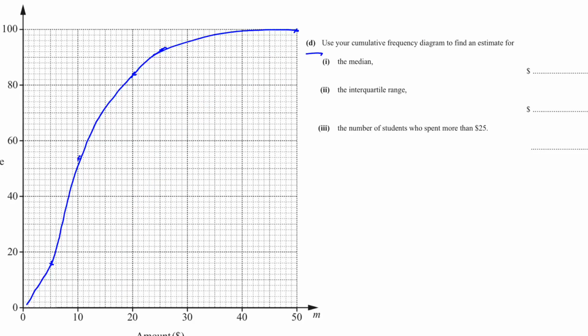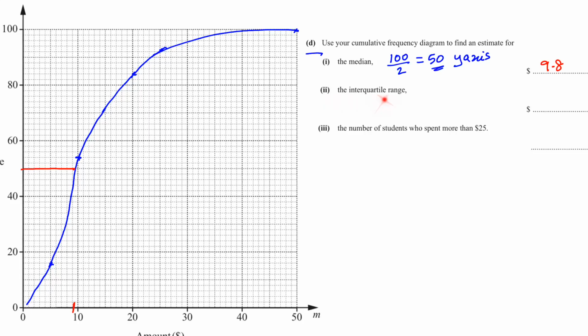In D, use your cumulative frequency diagram to find an estimate for the median. To find the median, we divide the frequency by 2. So 100 divided by 2 is 50. This 50 is your position on the y-axis. That's not your answer. So now we will look where 50 is on the y-axis. It's here and it cuts the graph here. And the answer is on the x-axis, 9.8.